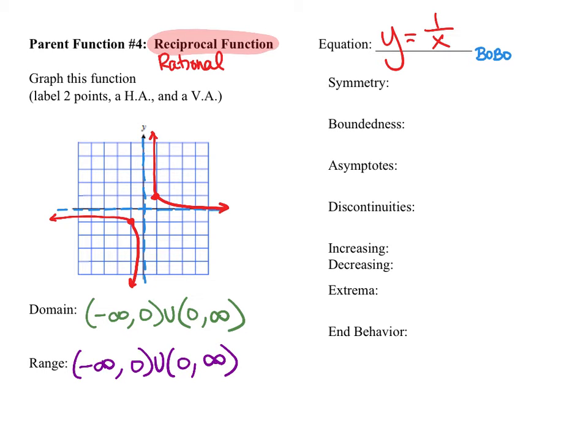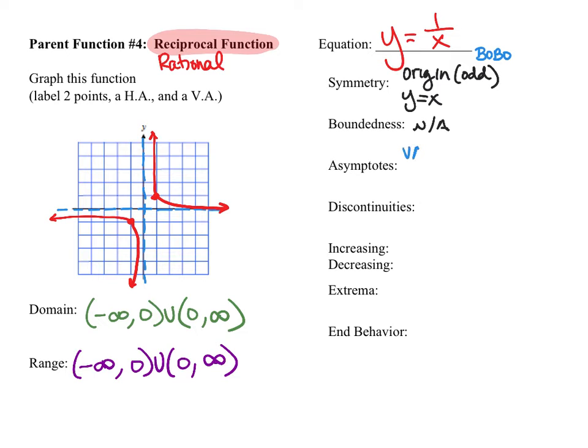This function has 2 symmetries. It is symmetrical about the origin, because if I took it and rotated it, it would land right on top of itself, which means it's odd. And it's actually symmetrical about that line y equals x. Okay, it's that diagonal line. It is not a bounded function. It does have asymptotes though.